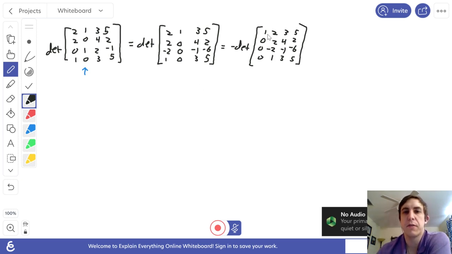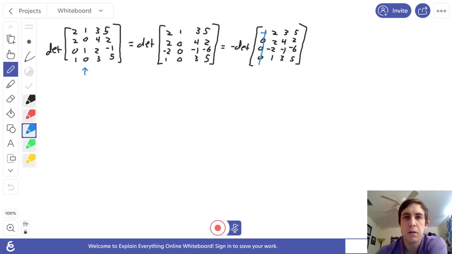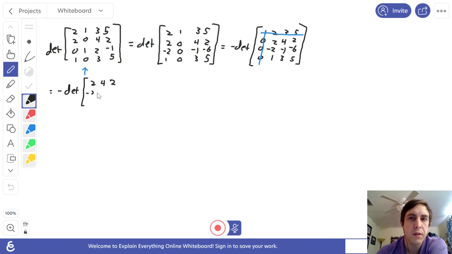All right, now that we have the first standard basis vector in the first column, we can reduce the dimension here. So this will be the same thing as, still have that negative sign out front, determinant of the 3 by 3 matrix 2, 4, 2, -2, -1, -6, 1, 3, 5. Now when I look at this, I notice that everything in the first row is divisible by 2, so we can go ahead and factor that out. So we have -2 times the determinant of 1, 2, 1, -2, -1, -6, 1, 3, 5.